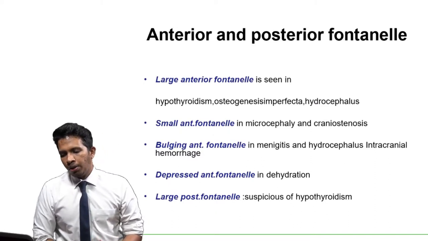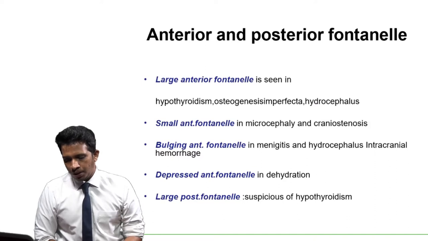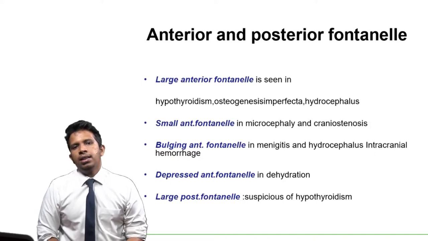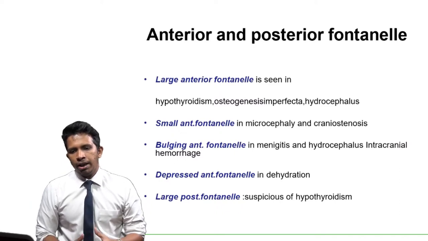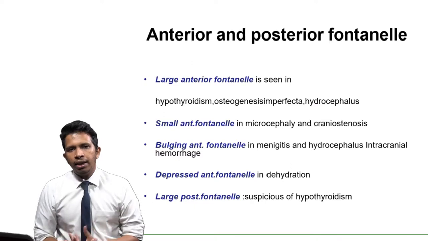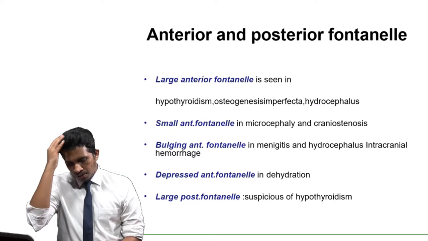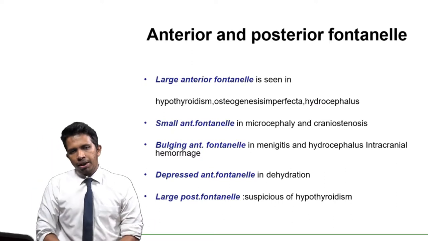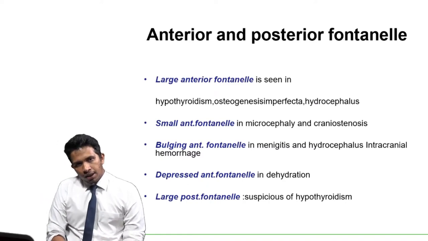Then we look at the fontanelle. We have anterior and posterior fontanelles, and fontanelles are just gaps in the skull where there is room for the skull to grow, and then later they fuse. So the commonest one is the anterior fontanelle. Here we look at the size of the anterior fontanelle first.